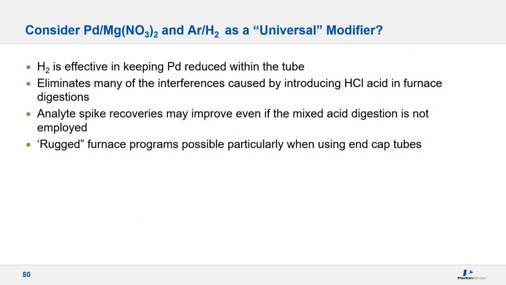Since modifying a default furnace program using just argon to argon hydrogen as an alternate gas for 200.9 is quite easy, and considering the implications for the benefit of pre-reduced palladium, I believe the analytical benefits may extend well beyond those matrices specifically known to contain chlorides, with the ultimate goal of reducing background and improving data quality. As a result, we might consider the combination of palladium magnesium nitrate as a mixed modifier with argon hydrogen as a universal modifier.